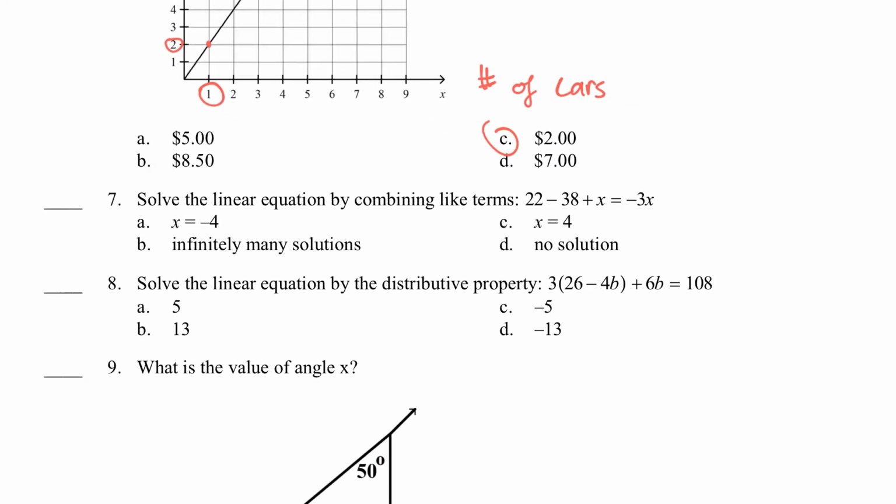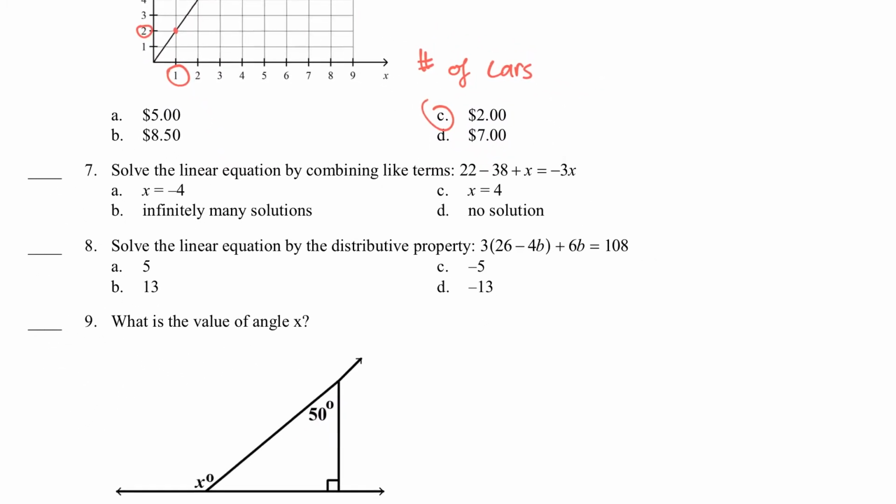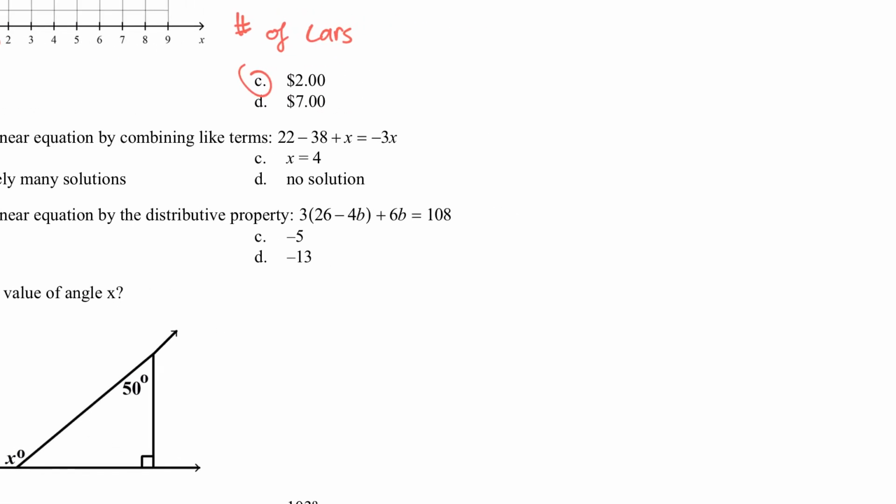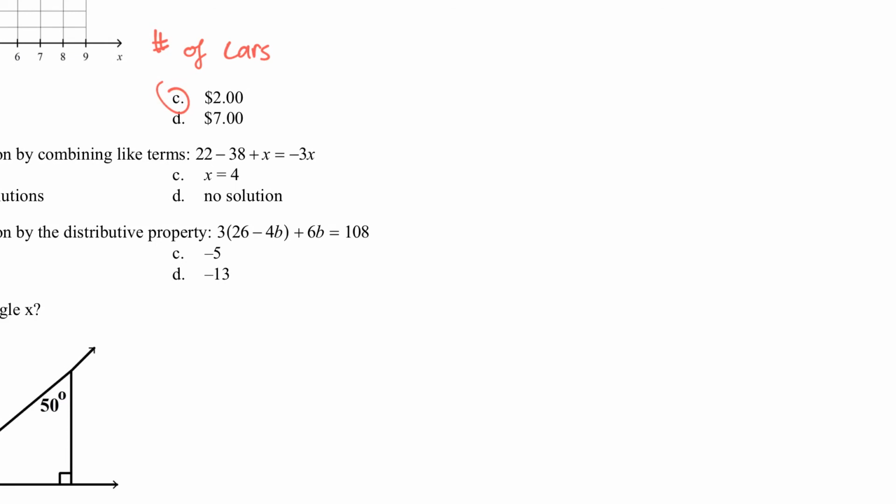Let's see. Solve the linear equation by combining like terms. Okay, well, let's find out here. I'm going to move this over here a little bit because I need some space. And I'm going to rewrite 22 minus 38 plus x equals negative 3x. Well, I think I'm going to subtract an x from both sides because I want to collect the x's on the same side of the equal sign.